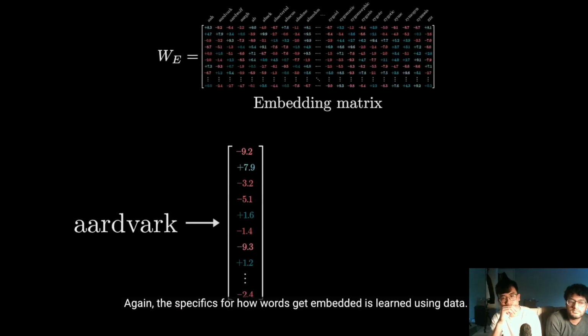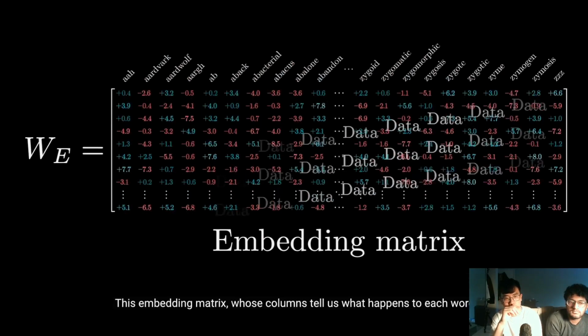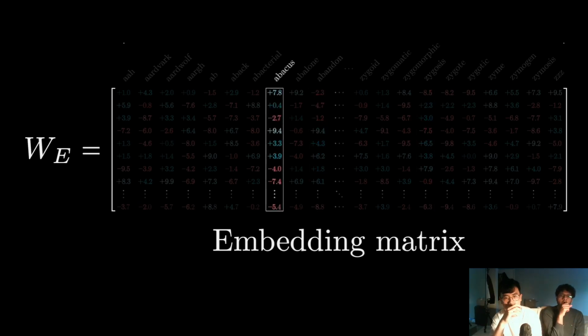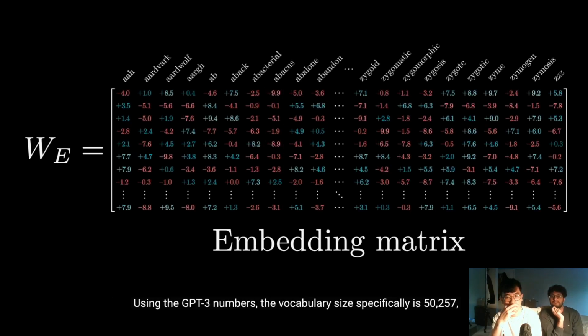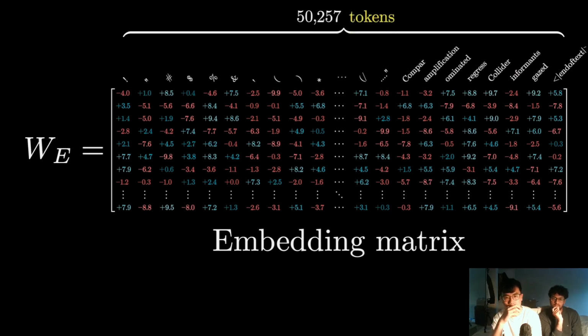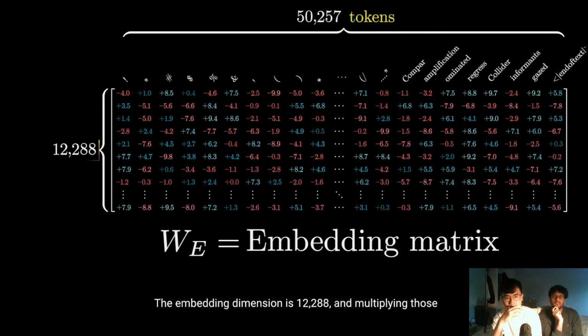We measure how plural the model finds a given word. Again, the specifics for how words get embedded is learned using data. This embedding matrix, whose columns tell us what happens to each word, is the first pile of weights in our model. And using the GPT-3 numbers, the vocabulary size specifically is 50,257. And again, technically this consists not of words per se, but of tokens. And the embedding dimension is 12,288.